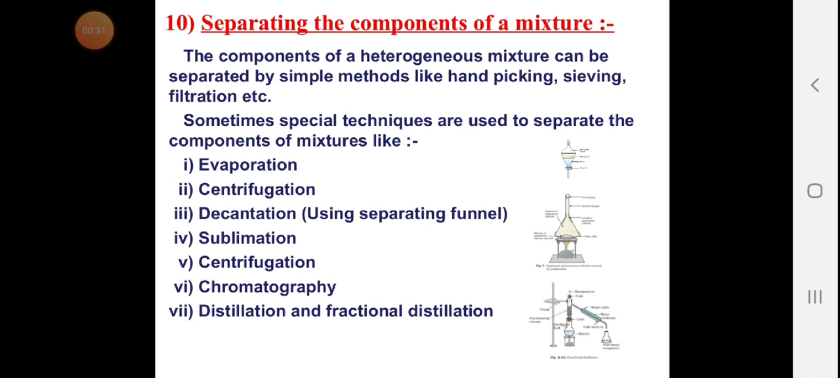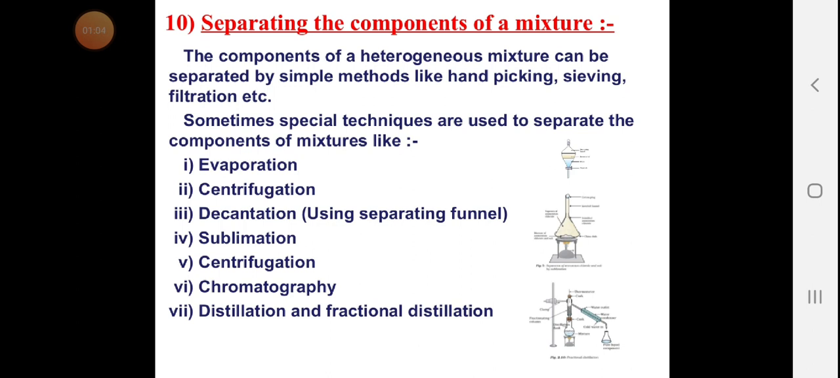Techniques which are mentioned here, these are the separating components of mixtures. So the components of heterogeneous mixtures can be separated by simple methods like hand picking, sieving and filtration, because you can already see the compounds with the naked eyes, which are moving here and there. But that is only possible with the heterogeneous mixtures.